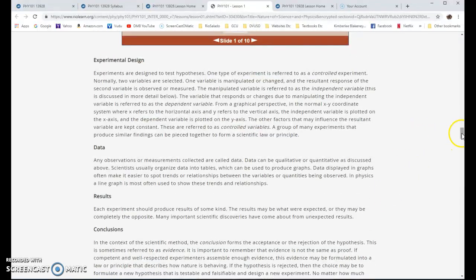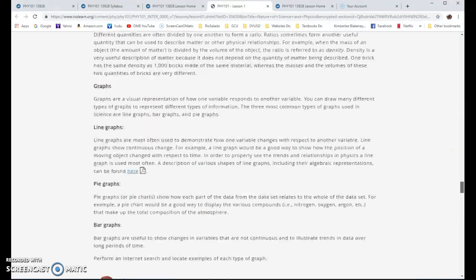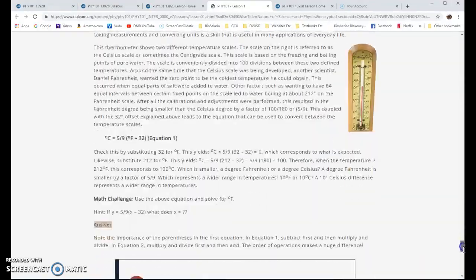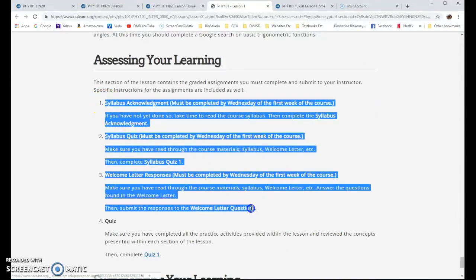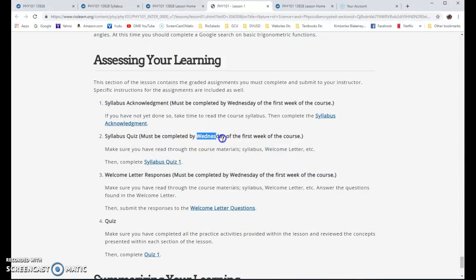just read through. When you scroll all the way down to the bottom of each lesson or lab, you will find the Assessing Your Learning, which in week 1 includes the 3 initial assignments that need to be completed by Wednesday of the first week of the course. That includes the syllabus acknowledgement, the syllabus quiz, and the welcome letter responses. Please be sure to complete all 3 by Wednesday of the first week.